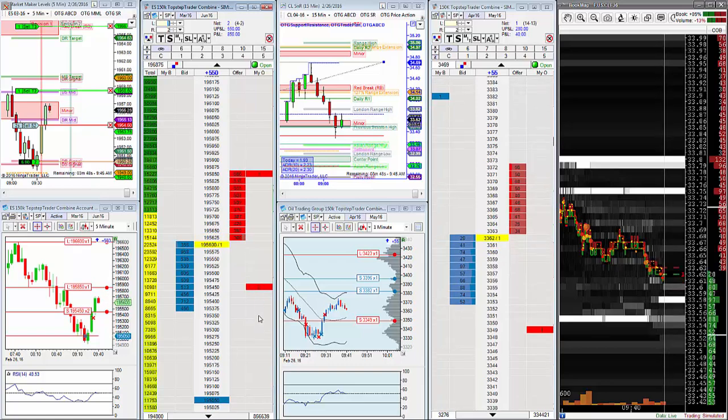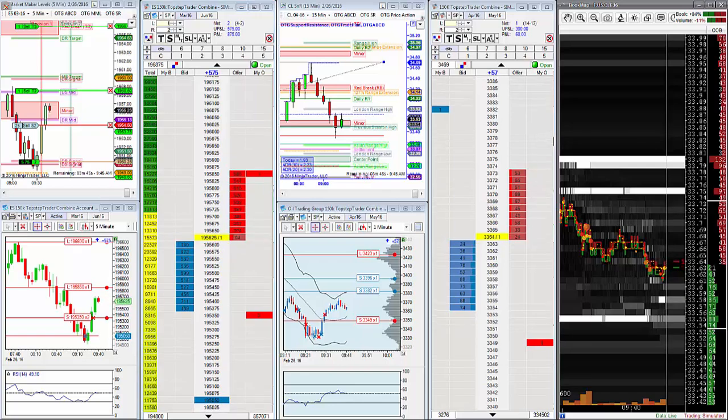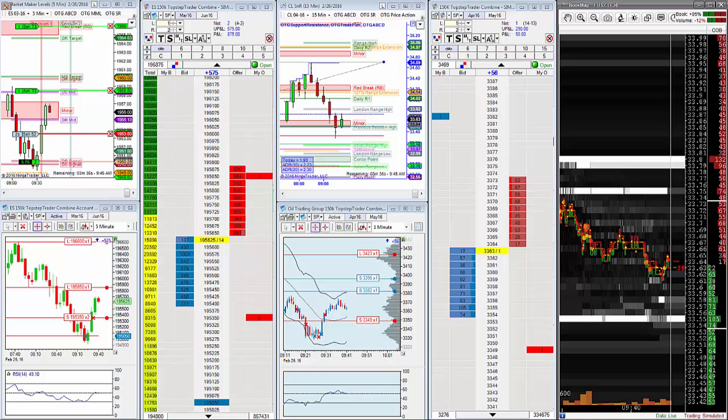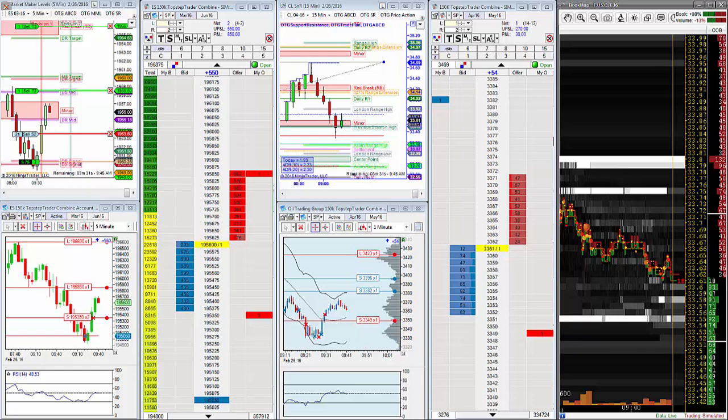Bring this stop down to 53.5 on the ES. I'm going to give it a little bit of space here, try to give it a little bit of room to breathe. You've got 19 minutes till the top of the hour. We are running into a little bit of resistance at this minor level here. I do expect to push up through it.